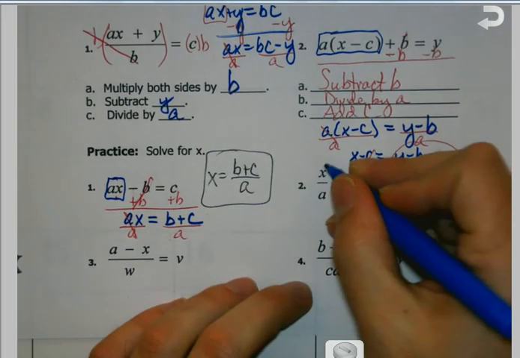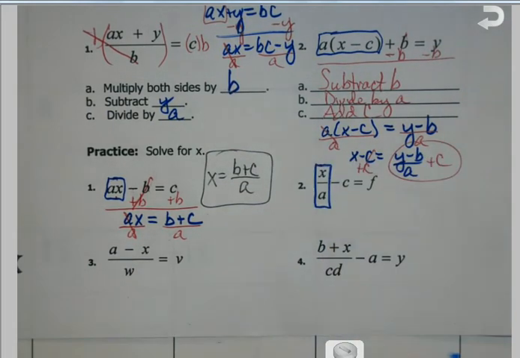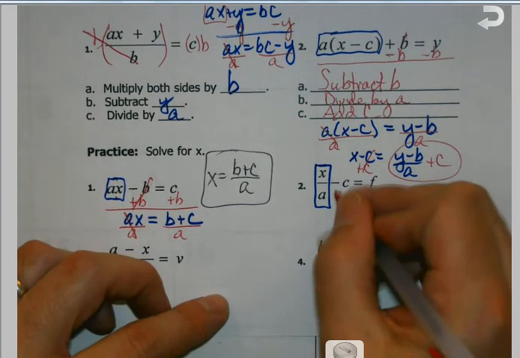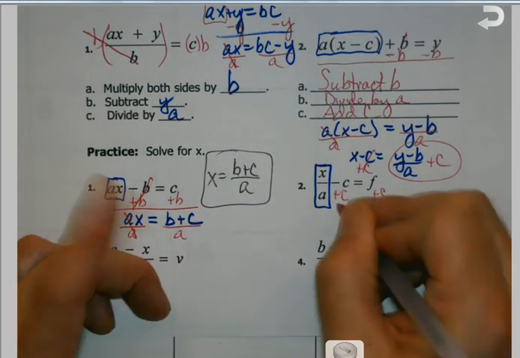It's getting over that mindset of, okay, if you want to get the x part by itself, how do I undo what's not in the box? Plus c. See, we've got this.